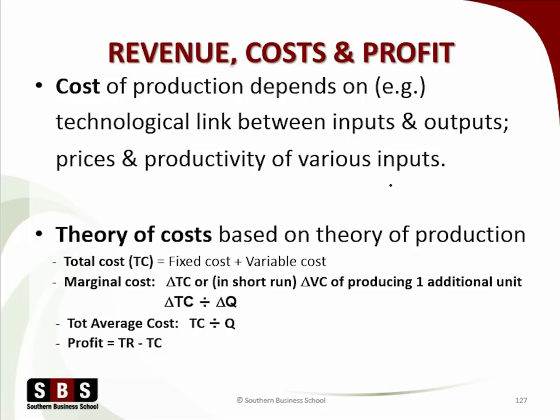We first talked about revenue, and now it's cost. And we're also going to talk about profit. So cost of production depends on the technological link between inputs and outputs, and the prices and productivity of various inputs. The theory of cost is based on the theory of production. The total cost, once again, I think in the assignment people struggled with that table. So for total cost, you were given fixed cost and variable cost. Total cost is just adding those two together.